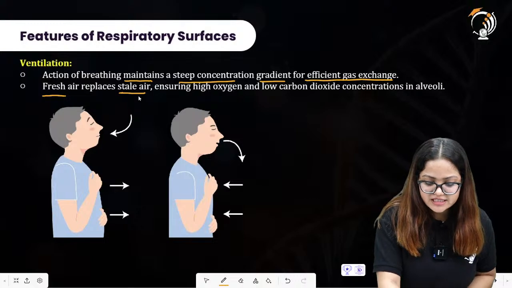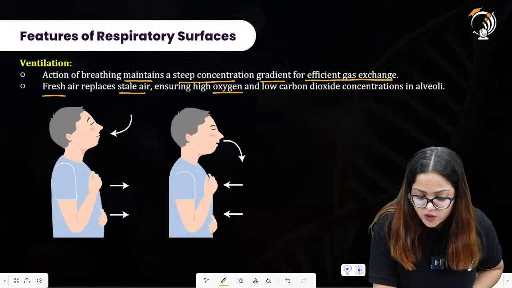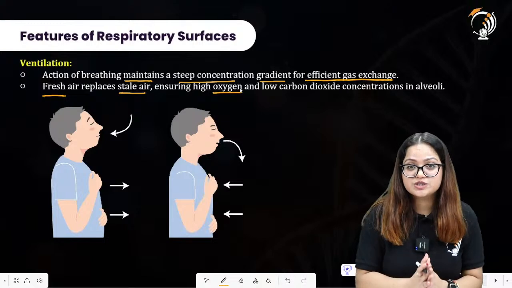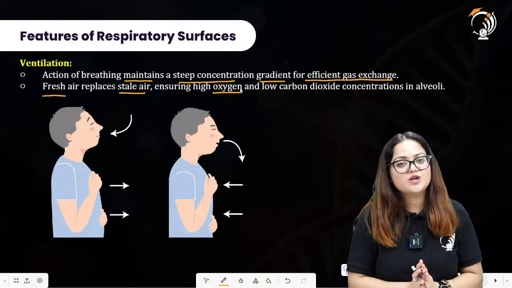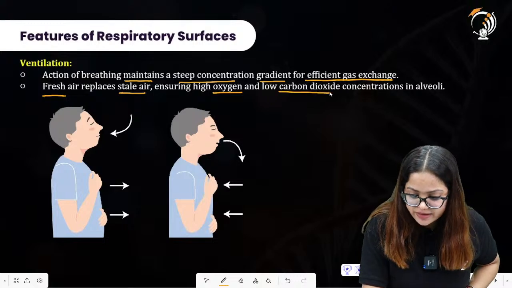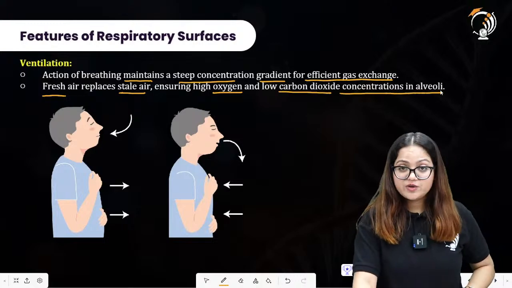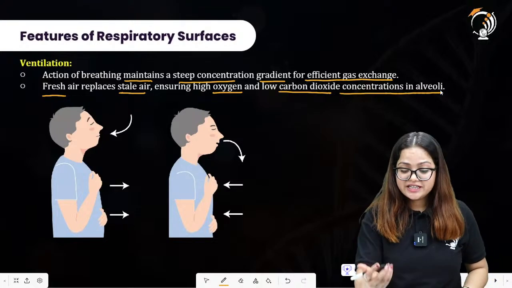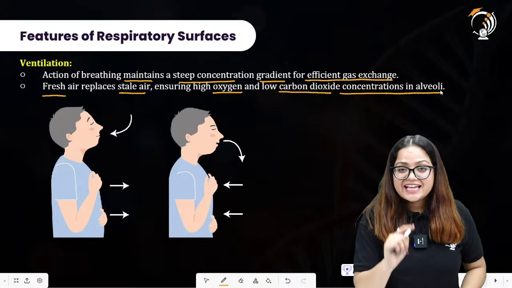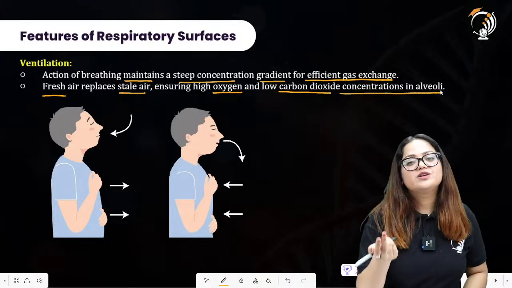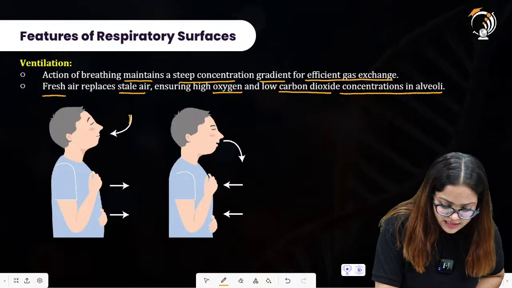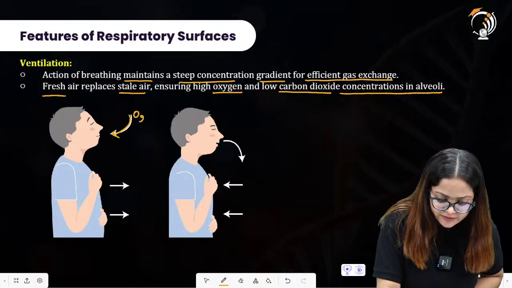Fresh air replaces stale air, ensuring high oxygen, because the air we are inhaling is rich in oxygen. It is high in oxygen concentration and low in carbon dioxide concentration, and there is low carbon dioxide concentration in the alveoli. This will facilitate entry of oxygen into the bloodstream and exit of carbon dioxide from the alveolar sac. I hope this is clear. This is oxygen going in.